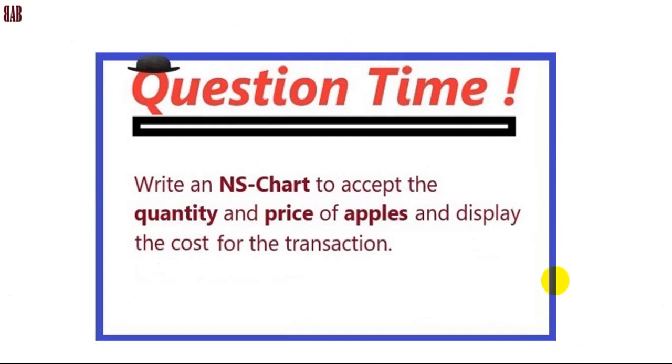Okay, here is another one. This time we are going to write an NS chart to accept quantity and price of apple and display the cost of the transaction. So basically the price into quantity, you multiply and show the result. So you are going to ask how many apples you want, and you are going to ask what is the price of each apple, and then you multiply the two and you are going to give the total. Okay, so let's go ahead and try that.